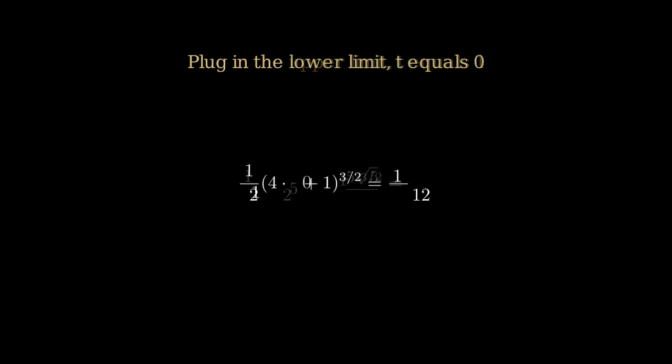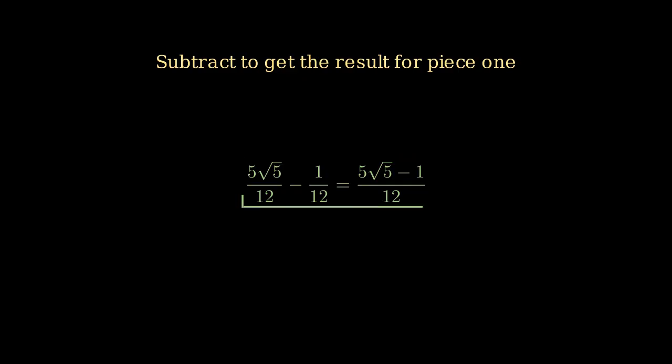Step 7. Plug in the lower limit, t equals 0. That gives 1/12 times the quantity 4 times 0 plus 1, which is just 1, raised to the 3/2 power, which equals 1/12. Step 8. Subtract to get the result for piece 1. 5 root 5 over 12 minus 1/12 equals (5 root 5 minus 1) all over 12.